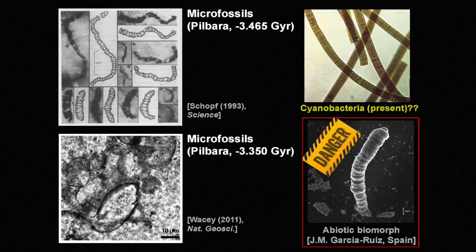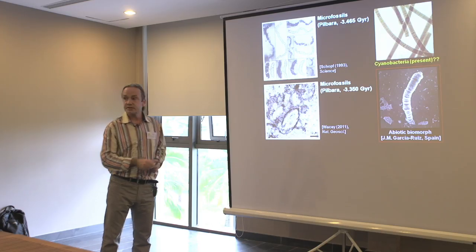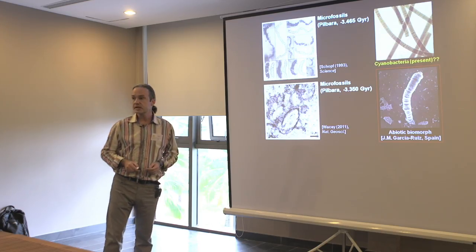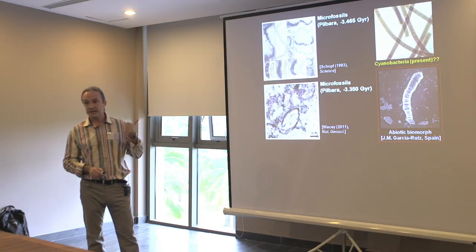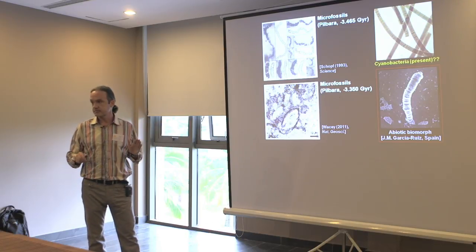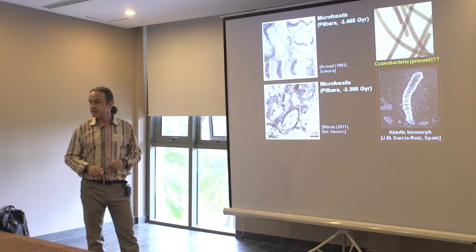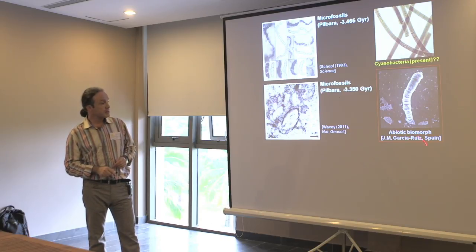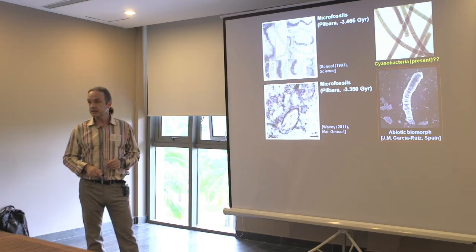That are a bit younger, but also very interesting proofs that life has originated at that era. But we have to be very careful, because if we say that life was present here because of the morphology, we have to have in mind that chemists are able to make structures that resemble very much these microfossils, and they are formed only by silicates and carbonates, so no life there. So they are called abiotic biomorphs, and one of the main scientists in this field is my colleague Juanma García Ruiz in Spain, in Granada.